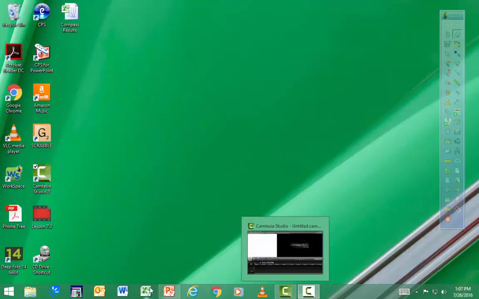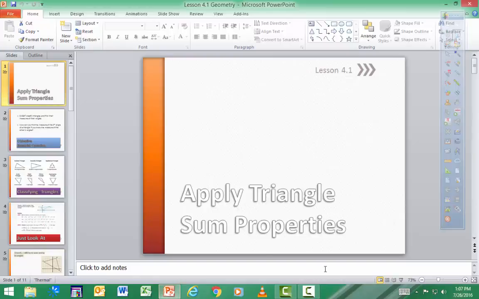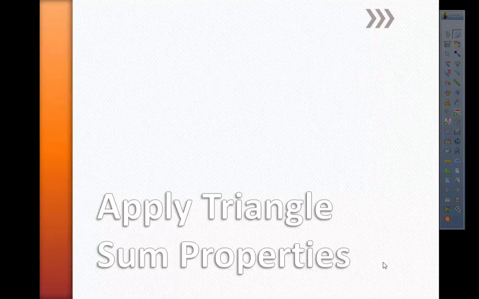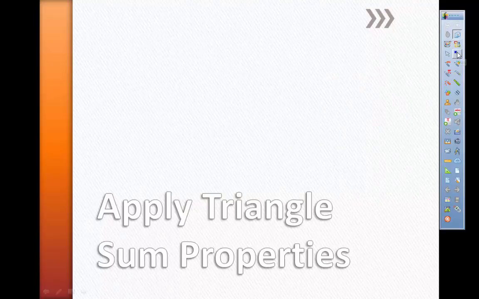Okay, so you probably already know the triangle sum. You know, all the angles in a triangle add up to be 180 degrees. Well, we're going to actually prove that today, and we're going to look at some other stuff as well.